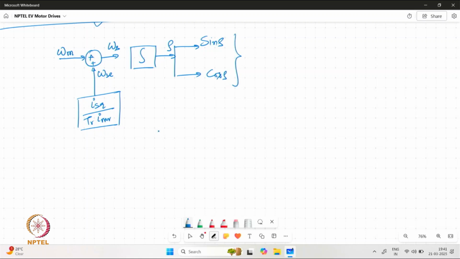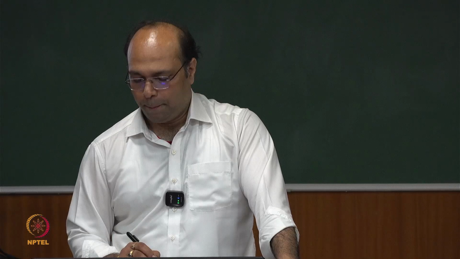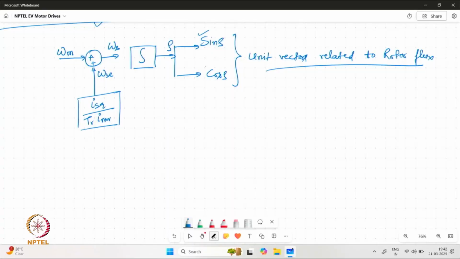Now in this method, when we are trying to orient, these unit vectors sine rho and cosine rho are eventually related to the rotor flux. Unlike a permanent magnet synchronous machine, we do not have permanent magnets or any other kind of excitation available on the rotor. So because of the symmetry in the machine or in the system, we can take sine rho and cosine rho generated by this system, and we can consider that our flux is oriented along this.